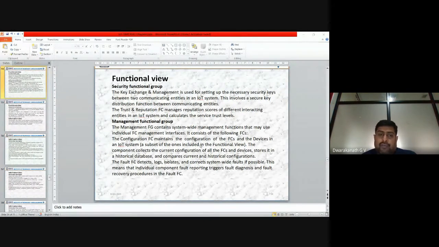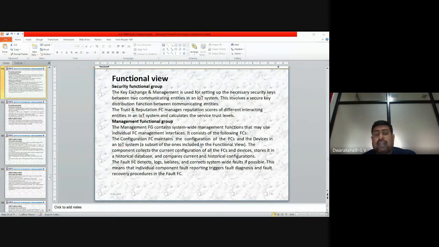The fault functional component. What is this? The fault functional component detects, logs, isolates, and corrects the system-wide faults if possible. This is very important: after deployment of our project in real time, what faults are there in our project? In some projects, whatever inputs we have given, it shows correct. Whenever the project goes into reality and the customers start to use it, definitely there will be some faults, and the fault functional component will be there.